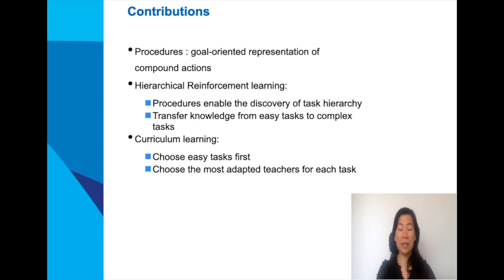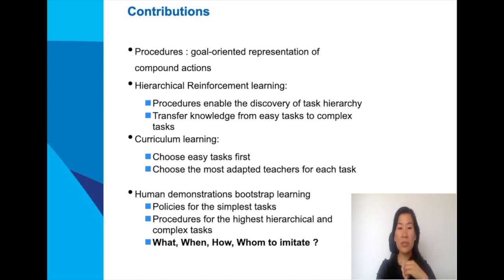And if it has access to teachers, it can also choose the most adapted teacher for each task to request help from. And more precisely, in human demonstrations and interactive learning, we show that these demonstrations bootstrap the learning when demonstrations are about policies, in the case of simple tasks, and they are more helpful when they are demonstrations of procedures or sub-goals, in the case of higher hierarchical and complex tasks. We show that our algorithm can determine by itself what, when, how, and whom to imitate.